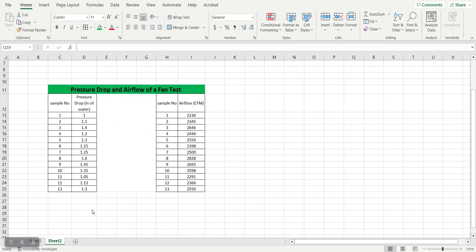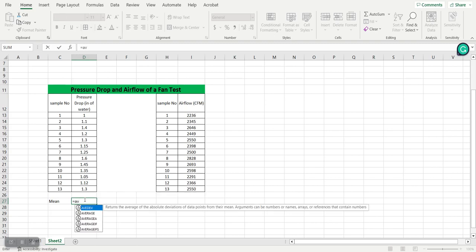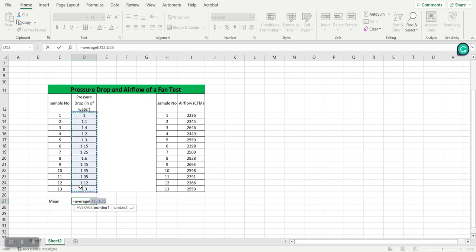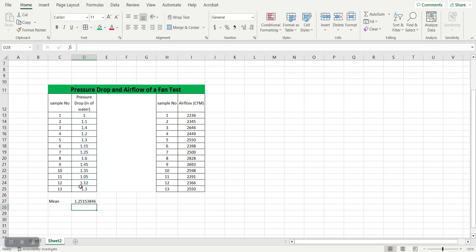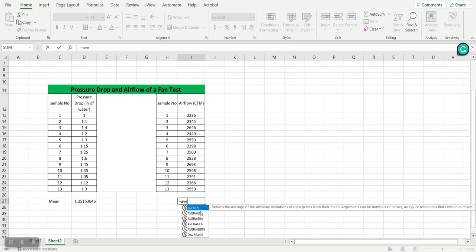So first what you have to do, you have to calculate the mean or average. So I'm just going to write mean. I have shown in my previous video how you can calculate mean. So you have to just use the function average, then select all the data and hit enter. So you can do the same thing here for airflow. So just write average and then select all the data, hit enter.